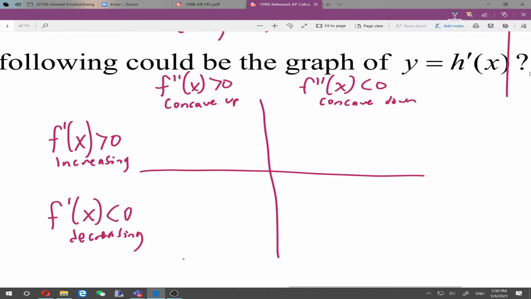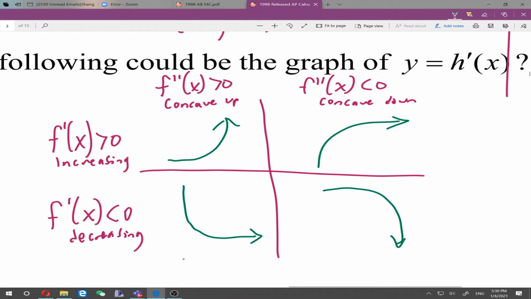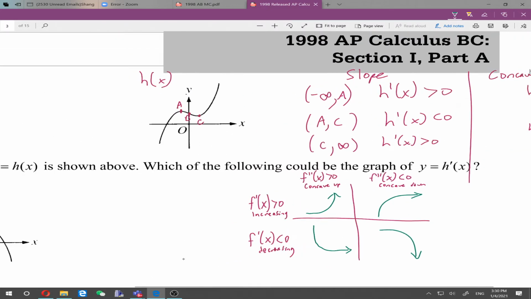Okay, if I am concave up and increasing, that means I'm curving up as we increase. If I'm concave down as we increase, that means I am curving down as we increase. So notice we're still going up for both of these. So our slope is still positive, but the way that we are going up is a little bit different. If I'm concave up and decreasing, that would look something like this. If I am concave down and decreasing, I would look something like this. There we go. Okay, so looking back at our graph again.